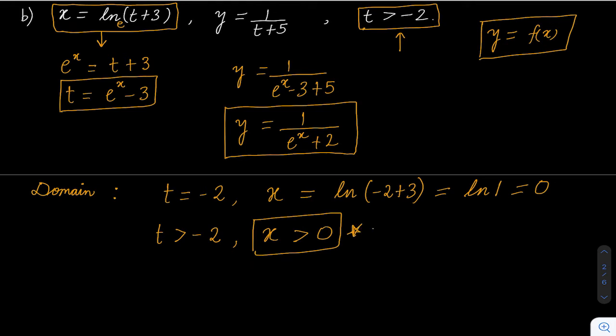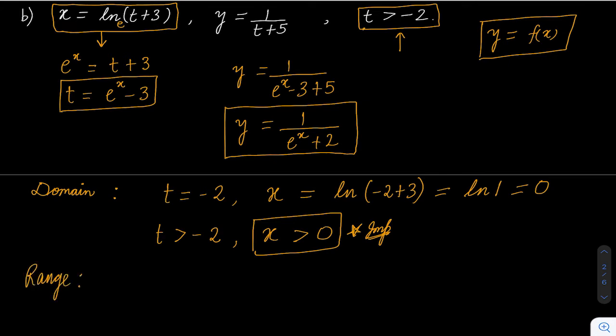I hope everyone understands this. Very simple logic I am using. We can do this using a graph also. You just draw the graph of ln t plus 3 and then you can see this. But I think this is simple enough. Okay, second is finding the range.